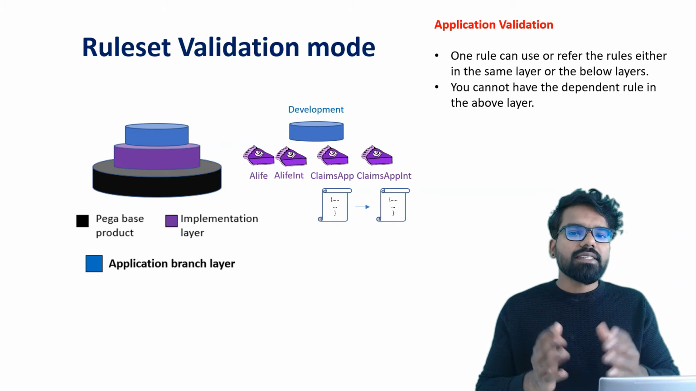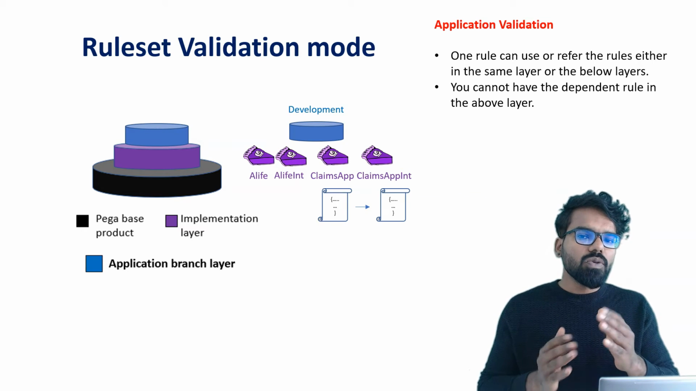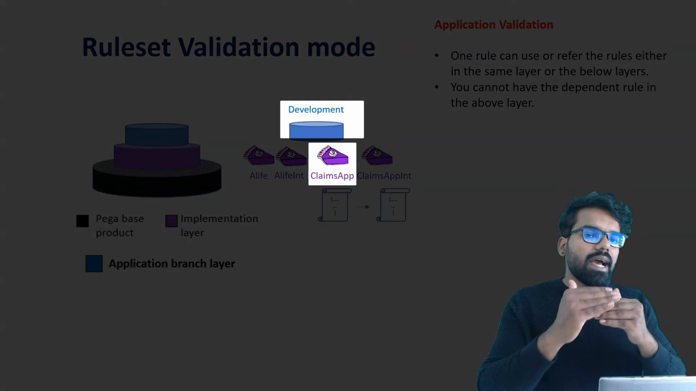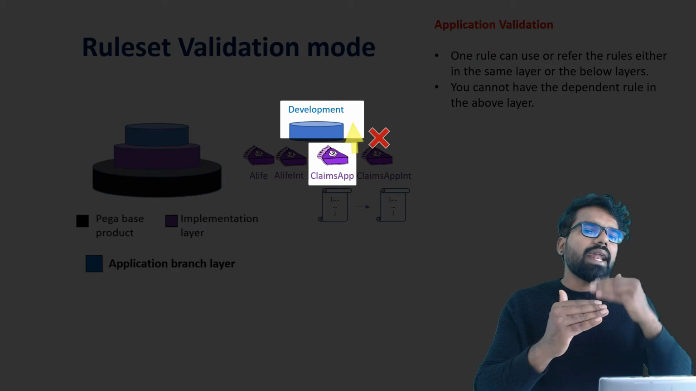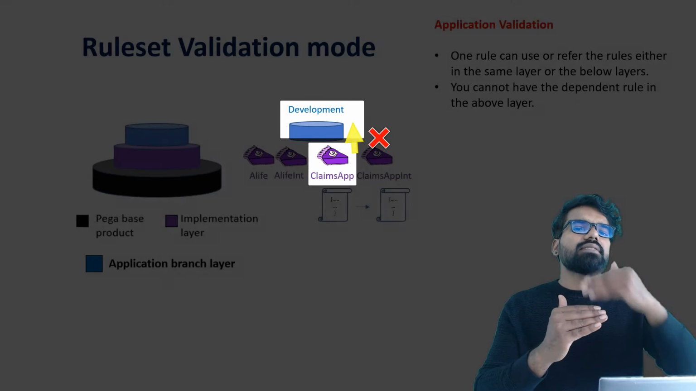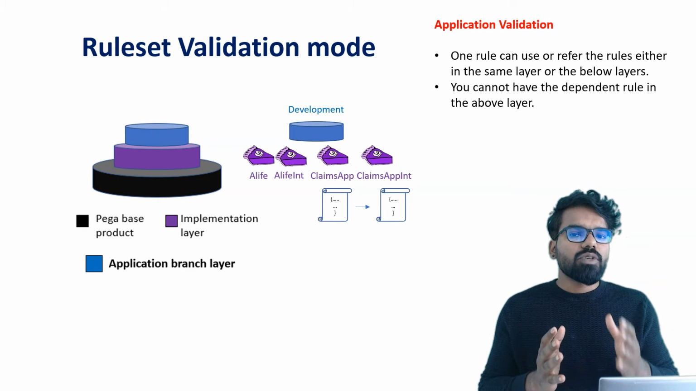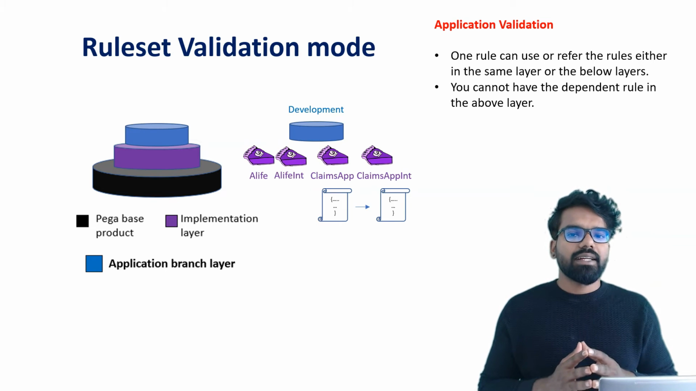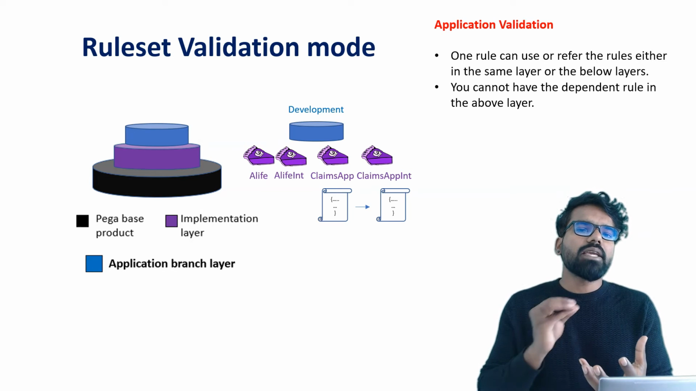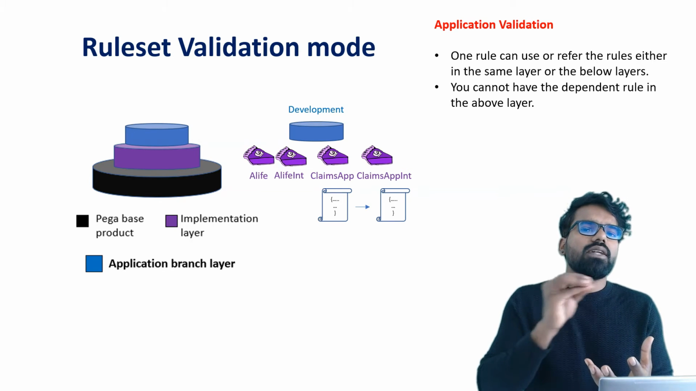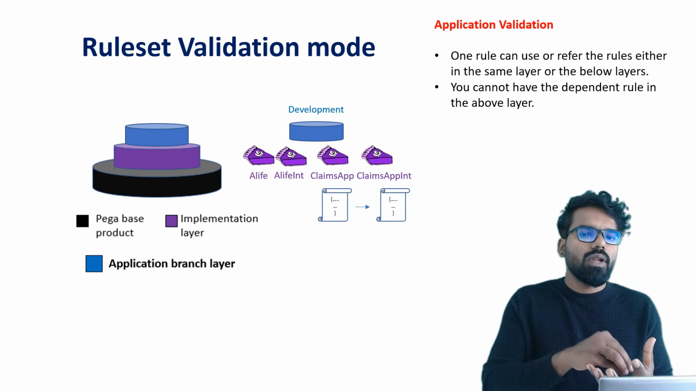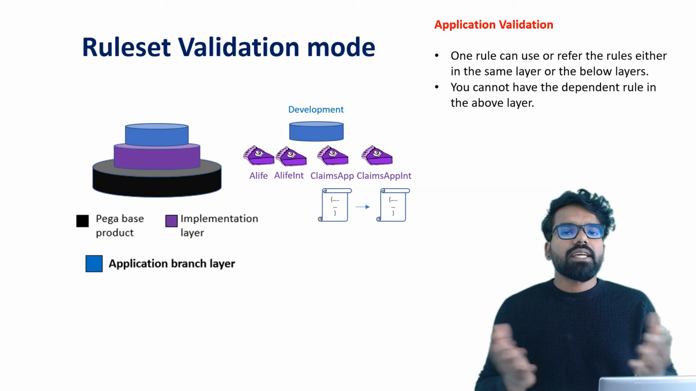Now the next point is you cannot have the dependent rule in the above layer. It means an activity which is in the climbs app rule set cannot call an activity which is in the branch application layer, because that activity is staying at the top. This is because of the principle of the situation layer cake. All your reusable code should be in the below layer, and you will keep building rules over the top layer that can reuse the rules at the same layer or at the below layer. So this is all about application validation.